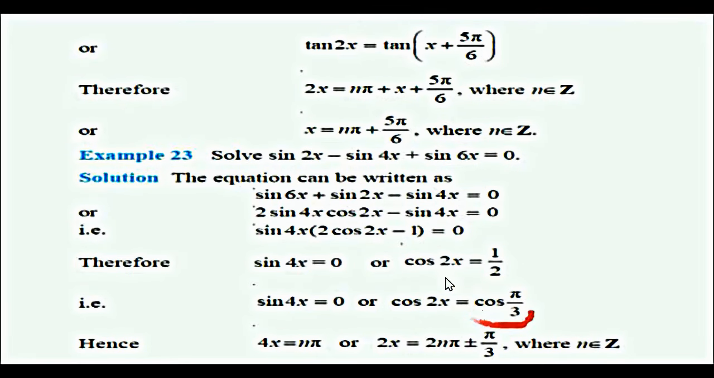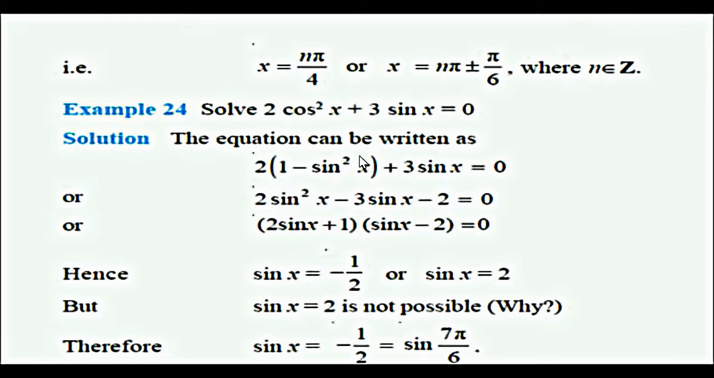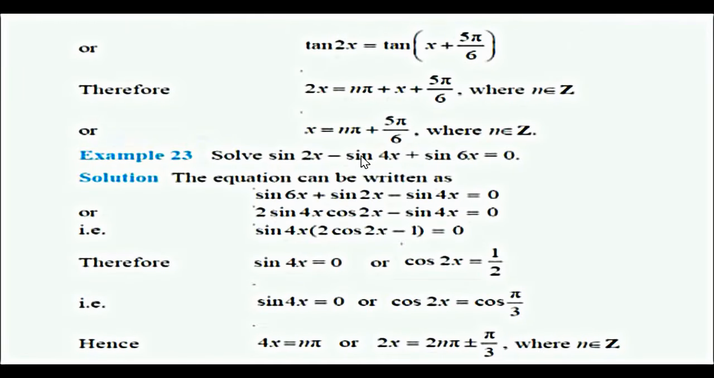So let us apply the general solution. 2x has to be 2n pi plus minus pi by 3. This is how we solve it. So ultimately you get x is equal to n pi by 4 or x is equal to n pi plus minus pi by 6. This is what you are going to get.